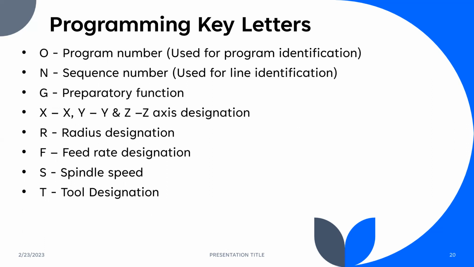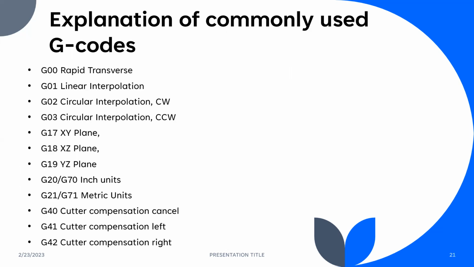So programming key letters. O means program number. For example, I need to save one program in the machine, so I open file 0001, that is the file name. That is the O. N is the sequence number, block number. I already told you about G, X, Y, Z, everything I will tell you. So this is the G code.